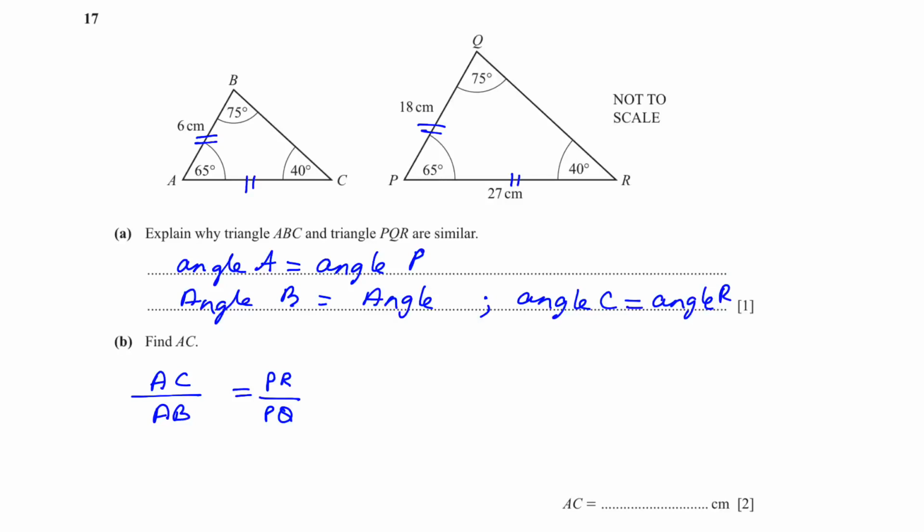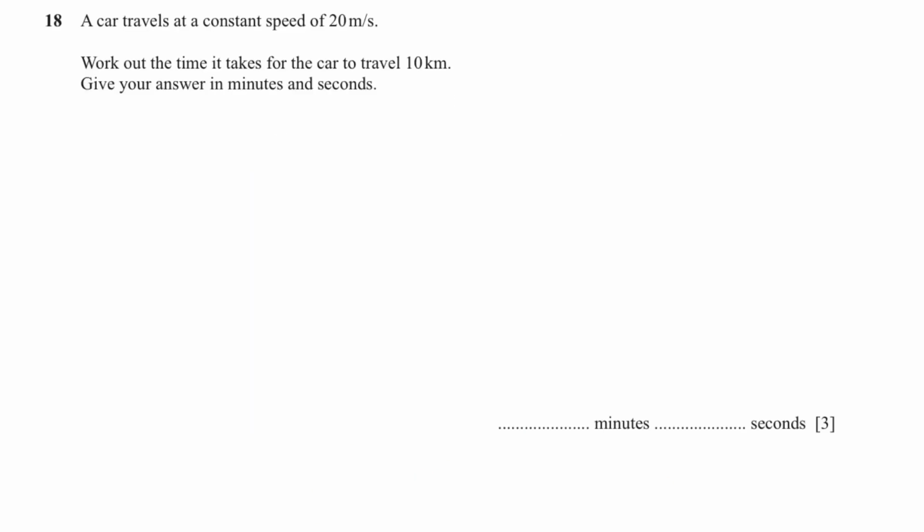Whatever values you have, now write them down. AC we have to find, AB is 6, PR is 27 and PQ is 18. The 6 which is in the denominator, you bring it to the other side. Because it is a divide, it will be a multiply. Now put this whole fraction multiplied by 6 in the calculator and you will get AC is equal to 9 centimeters.